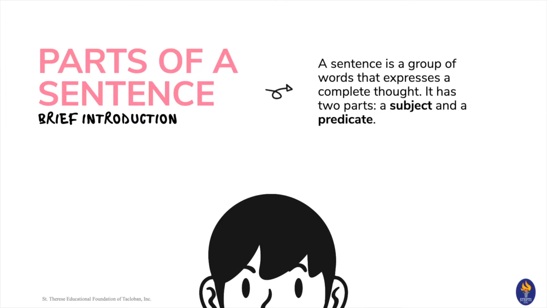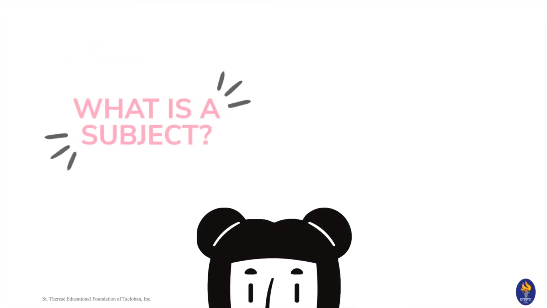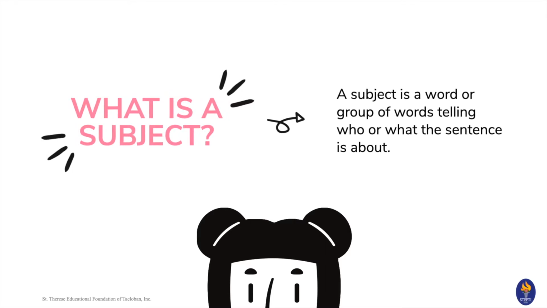Before I show you any examples, let's first define what a subject is. It is the actual noun or pronoun being talked about or doing the action in the sentence. Subjects are basically made up of nouns and pronouns. Simply put, the subject is the naming part of the sentence.